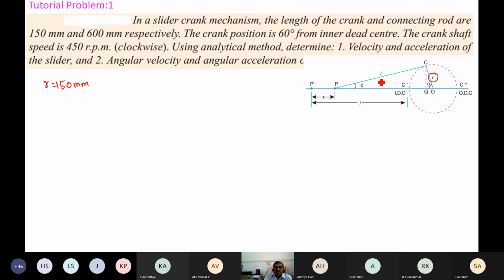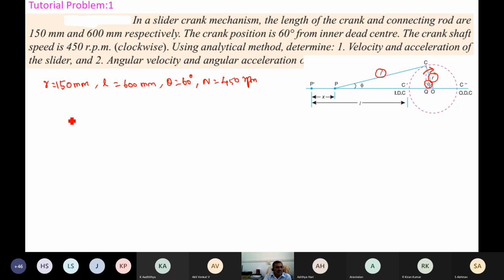Then the length of the connecting rod. What is this? Length of the connecting rod is L. That is L, which is 600 millimeter. The crank position is 60 degrees from the inner dead center, so that is theta. What is the value of theta? Theta is equal to 60 degrees. The crankshaft speed is 450 rpm clockwise. It is rotating in the clockwise direction at 450 rpm. So N is equal to 450 rpm.